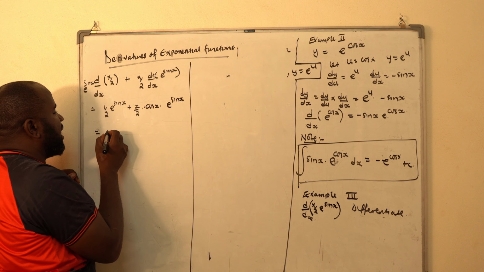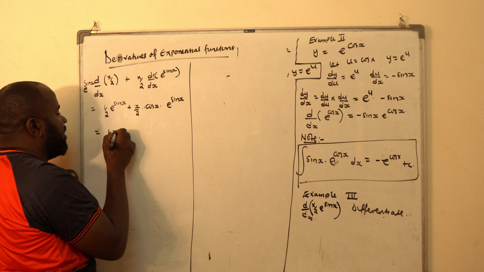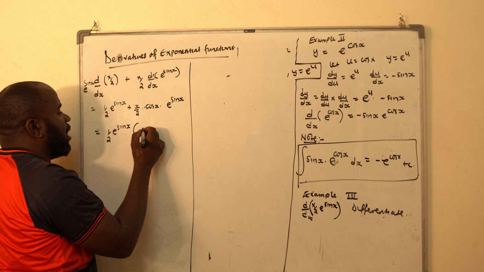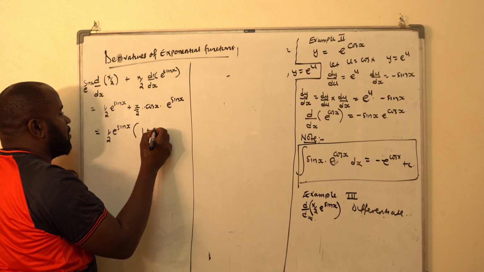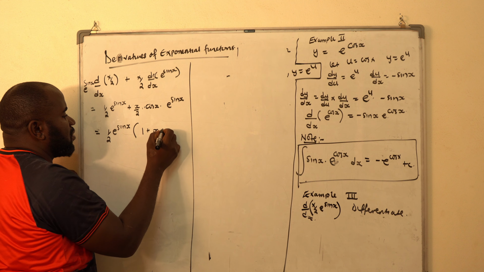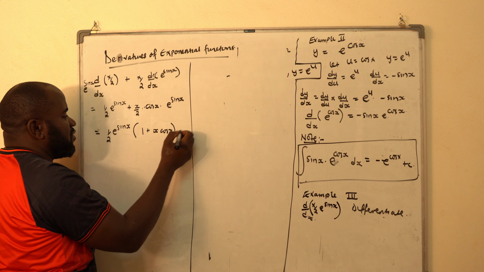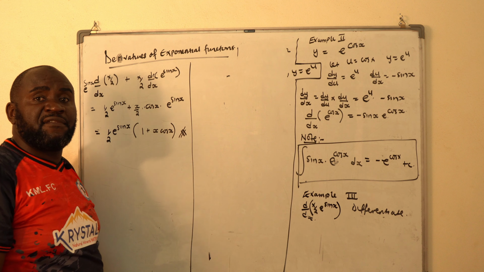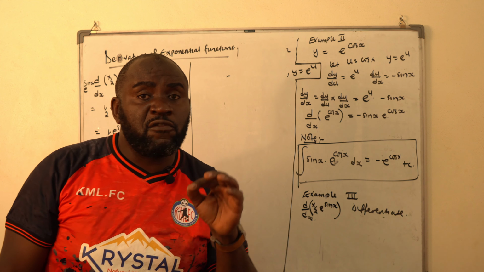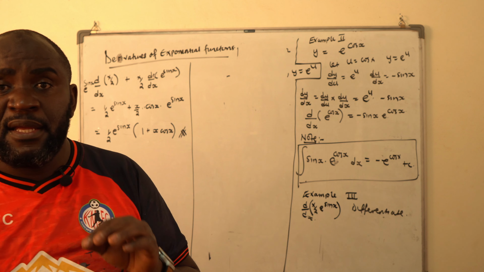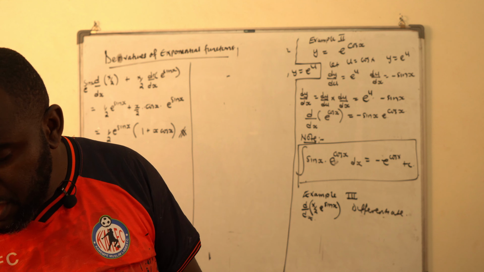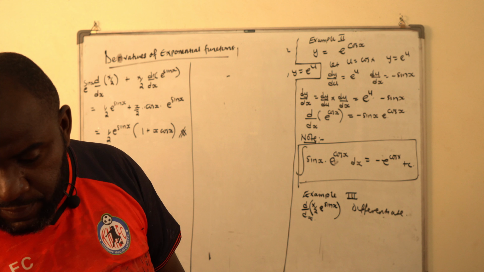Therefore, the solution will become a half exponential sine of x into brackets 1 plus x cos of x as your solution. This comes in if you have a product of two functions that require differentiation and one of them is in terms of an exponential function.